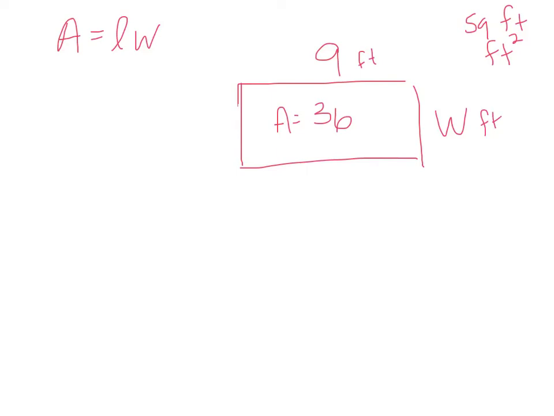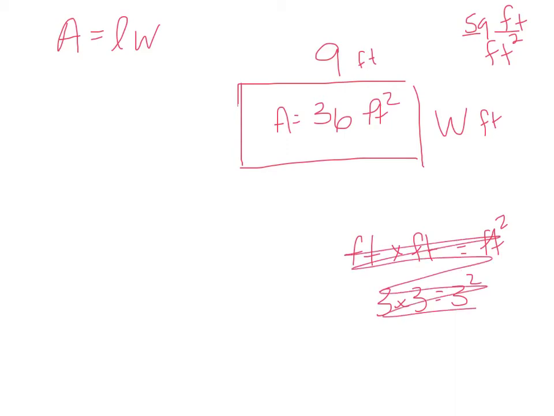Because what I'm doing is I'm multiplying 9 feet times W feet, and feet times feet is going to just be feet squared. So just like 3 times 3 is 3 squared. So that's why when we're talking about area, you see the label always in feet squared or square feet. People will say it that way sometimes too. So just so you know, that's where that label comes from.